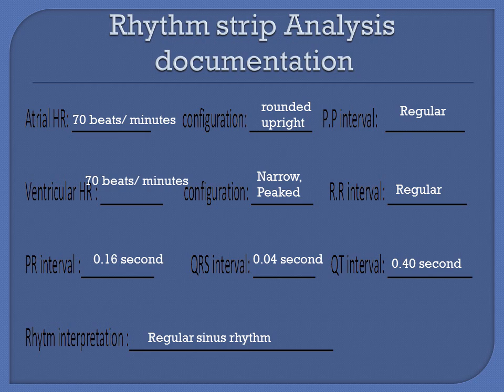The atrial heart rate is 70 beats per minute. P wave configuration or shape is upright, rounded and uniform. PP interval regular. The ventricular heart rate is 70 beats per minute. QRS configuration is narrow. RR interval regular. PR interval 0.16 second. QRS is 0.04 second. And QT interval is 0.40 seconds. All these are in normal ranges. Therefore, the final conclusion of our rhythm interpretation is that this rhythm is normal sinus rhythm.